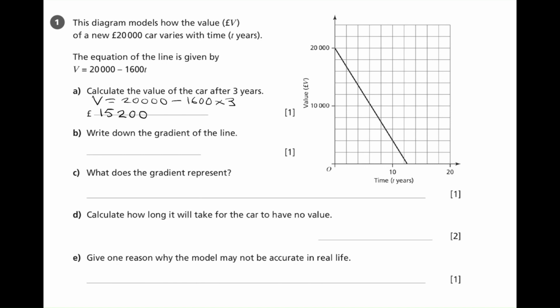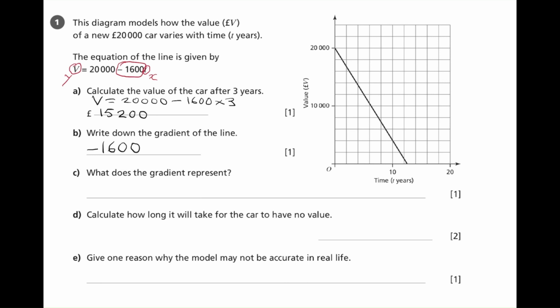For part B, we want to find the gradient of the line. The V value is what is usually the Y value, and the T corresponds to the X value. With our knowledge of the equation of a straight line, y equals mx plus c, the gradient will be the number in front of the x, which is minus 1,600. So the gradient of this line is minus 1,600.